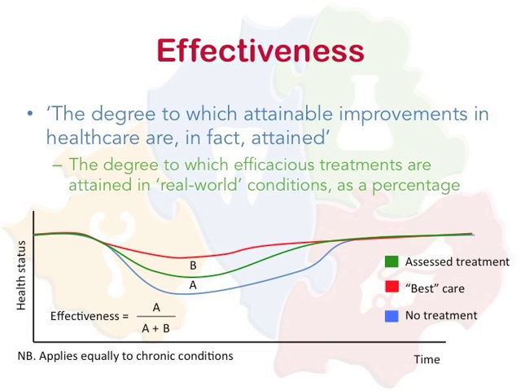That will be the effectiveness of the treatment that you are offering under real-world conditions. So there's effectiveness as a measure of quality, the degree to which the improvements in healthcare are attained versus the most efficacious treatments under optimal circumstances versus the real-world circumstances. So your effectiveness is real-world, your efficacy is ideal circumstances.